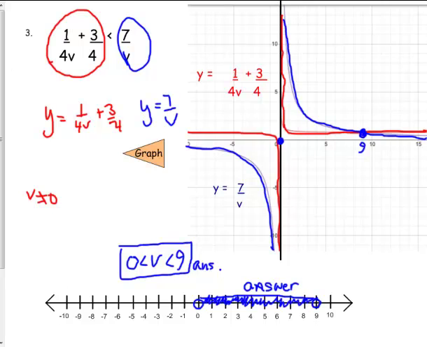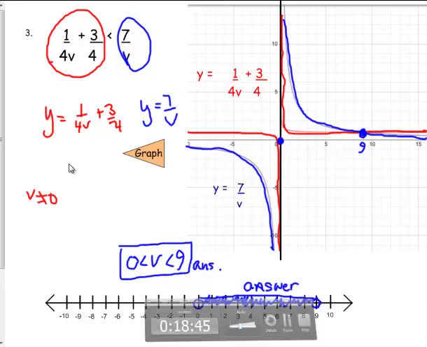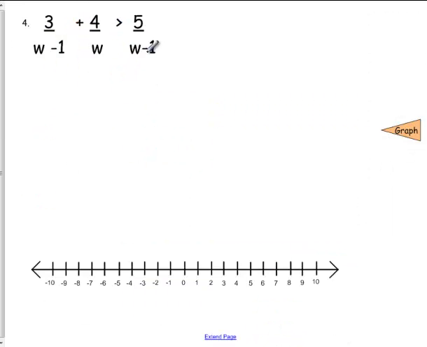Okay. Let's see how much time it is. Oh, it's an 18-minute one. All right, well, I'm going to run through the last one really quickly.